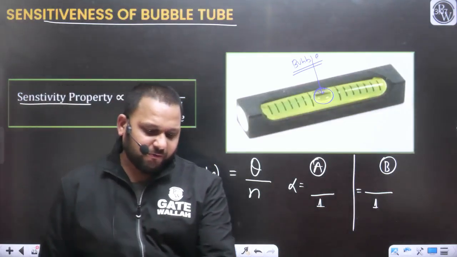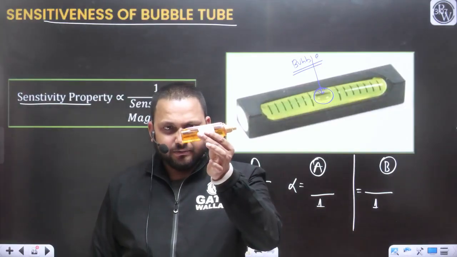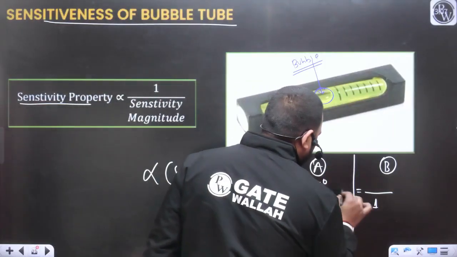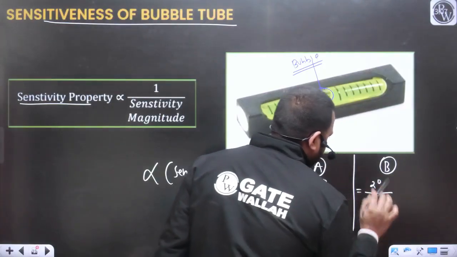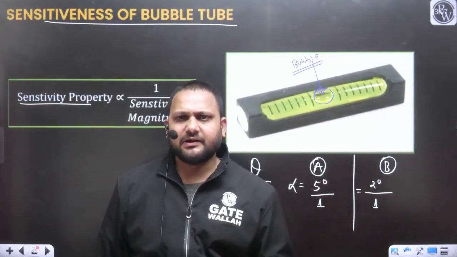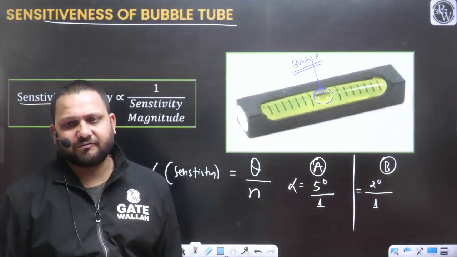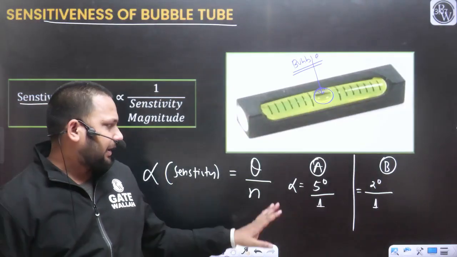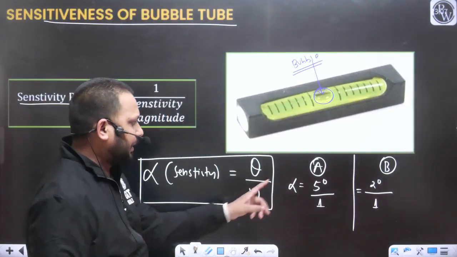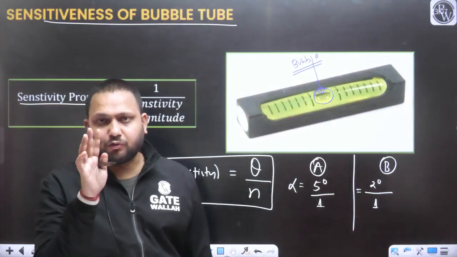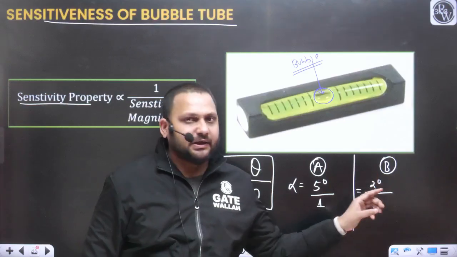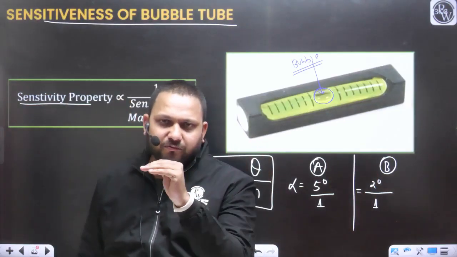For example, for this bubble tube A, we required 5-degree rotation to move this bubble one division. And for the level tube B, we required 2-degree rotation to move the bubble one division. Any angle is required depending upon the liquid or other factors, yes or no. Just for an example, for bubble tube A, 5-degree rotation is required to move the bubble one division, and for bubble tube B, 2-degree rotation is required.